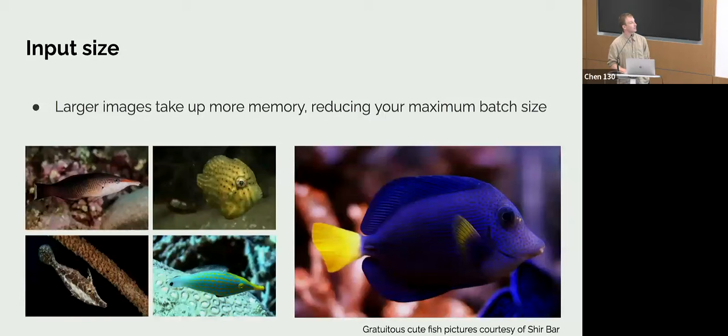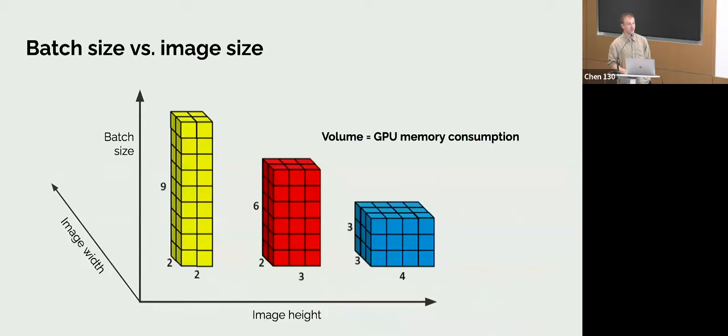So image size is a bit obvious with what the trade-off is here. Larger images take up more memory. So you can have four cute fish pictures in the same number of pixels as this one big cute fish picture. And the key thing here is there's a trade-off. You have a fixed amount of GPU memory, and you want to fit a batch of data in there. So you can think of the cubes here as being your GPU memory.